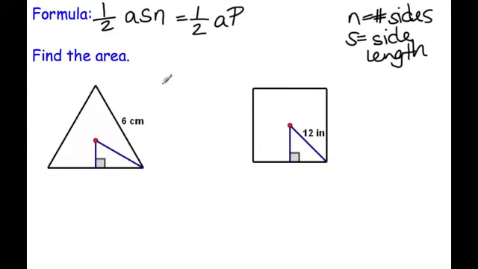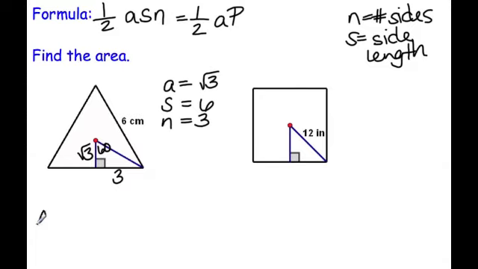So for every single problem, I want you to start off by labeling A, S, and N. Fill in any information you know. We know that N is 3 because there's 3 sides. We know the side length is 6. Now, since we have an equilateral triangle, the base angle is 60. So that means inside of this larger triangle, we have a 30, 60, 90, since the 30 is half of the base angle. So if half the side is 3, the apothem is going to be radical 3.